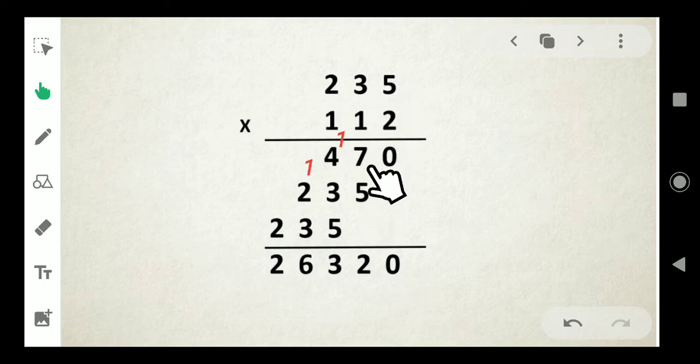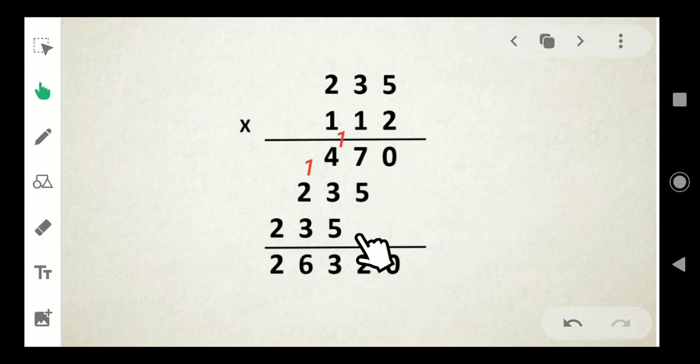1 into 5, 5. 1 into 3, 3. 1 into 2, 2. That is also finished. Next, we are going to multiply with the number in the hundreds place. So, we should start writing answers on the hundreds place itself. 1 into 5, 5. 1 into 3, that is 3. 1 into 2, 2. We can put 2 more zeros here in order to avoid confusion. Just add it. 0 here.